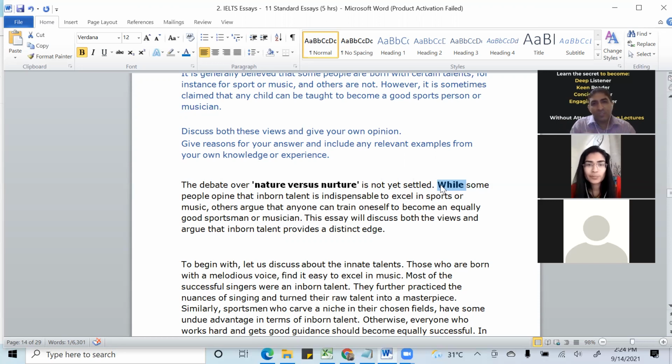पहला सेंटेंस ऐसा, दूसरा सेंटेंस while some people opine that da da da da da, others argue that da da da da da. This essay will discuss da da da da da and do da da da da da. Like this, if you follow a structure, आपके दिमाग में एकदम फिक्स होगा. पहले स्ट्रक्चर, पहले पैराग्राफ का पहला, so like this I want you to analyze these essays and whatever number of essays you can rewrite.